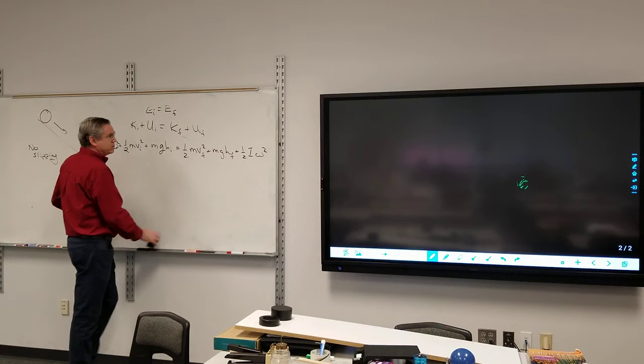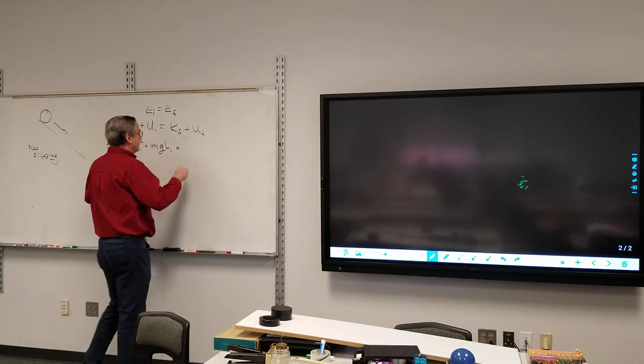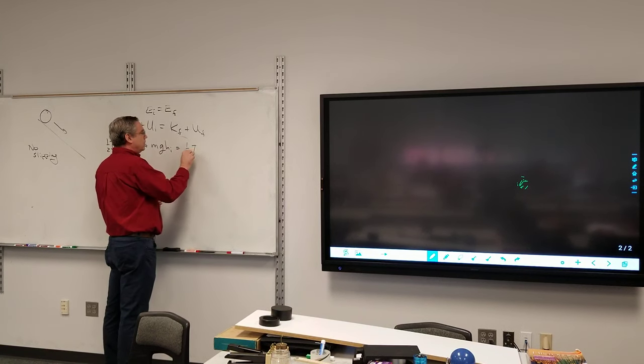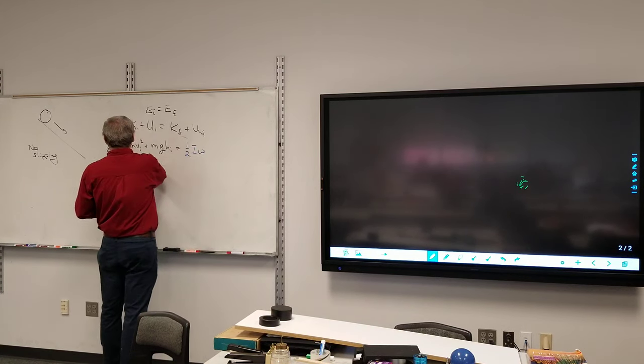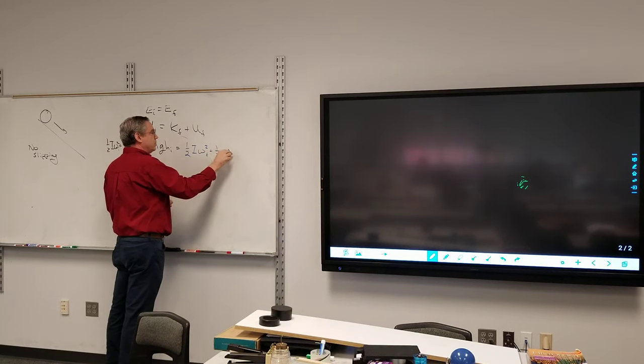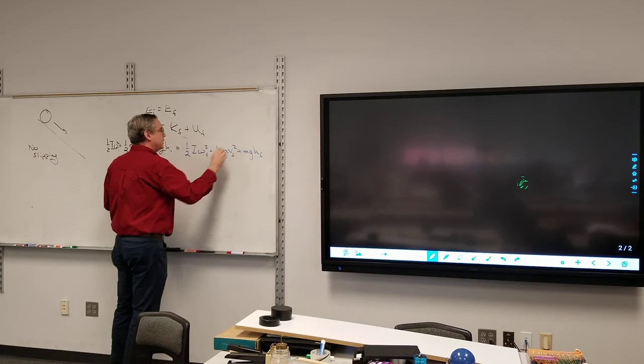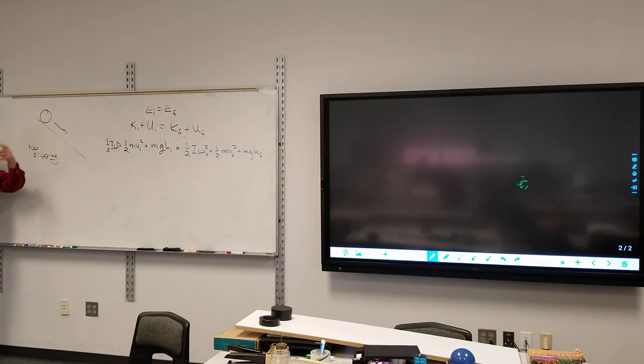I'm going to rewrite the right-hand side here just to put the kinetic energies together: 1/2 Iω² final plus 1/2 mv² final plus mgh. I don't have mass in every term, so I just can't get rid of it yet.